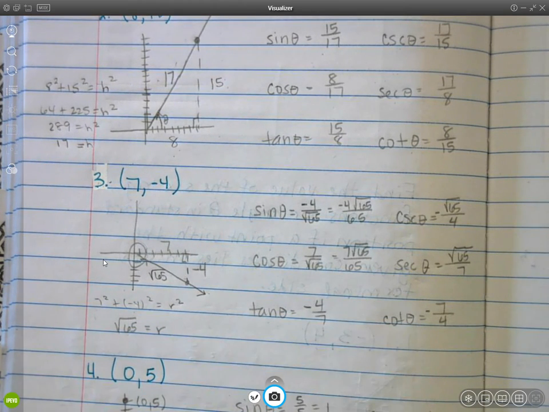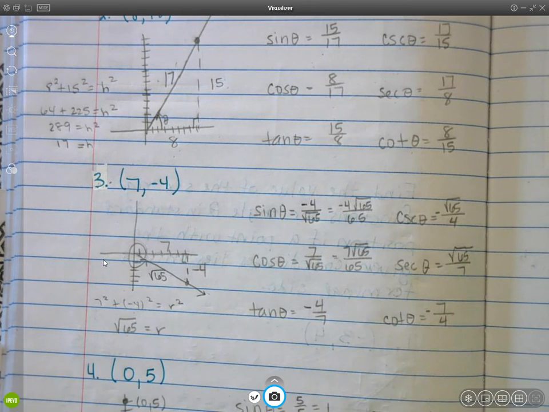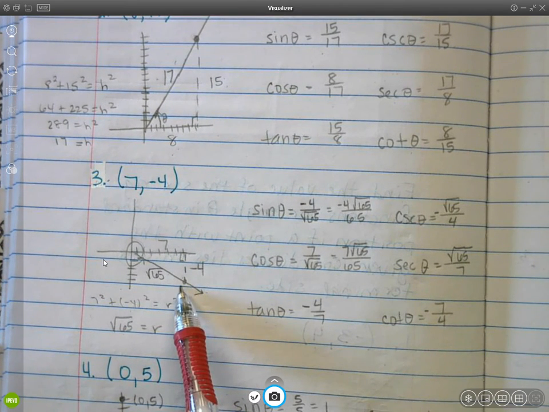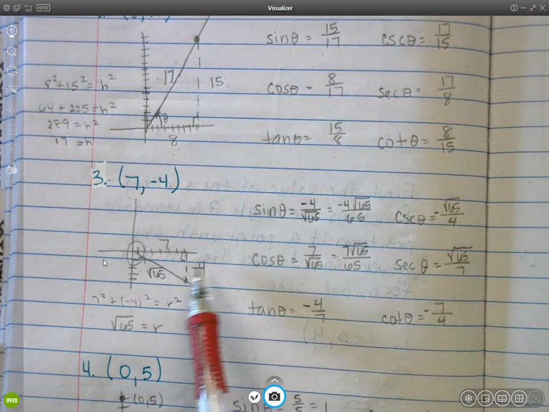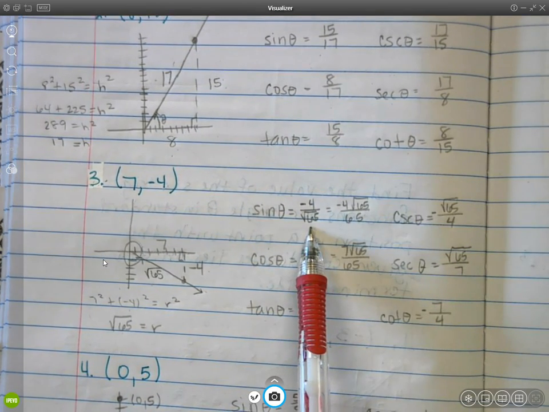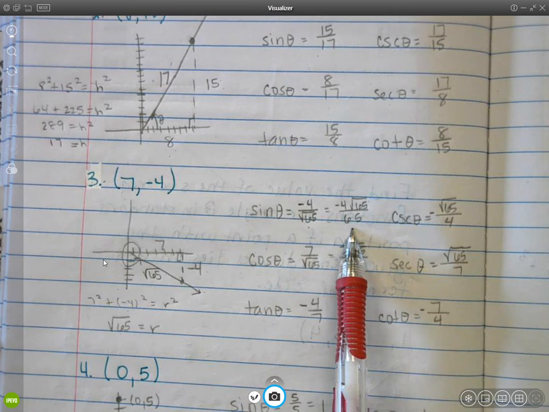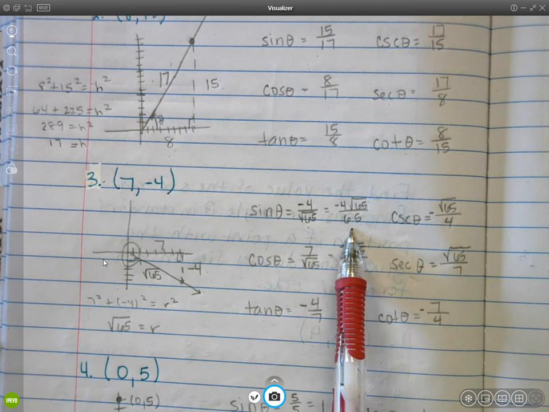Sometimes those radicals will simplify, but 65 doesn't have a perfect square factor. It's not divisible by 4 or 9 or 16 or 25 or any of those perfect squares. So we can call this hypotenuse side the square root of 65. Sine is going to be opposite over hypotenuse, so negative 4 over the square root of 65. And remember that we have to rationalize, but all that means is the radical moves to the top and you lose the square root symbol on the bottom. So negative 4 root 65 over 65.